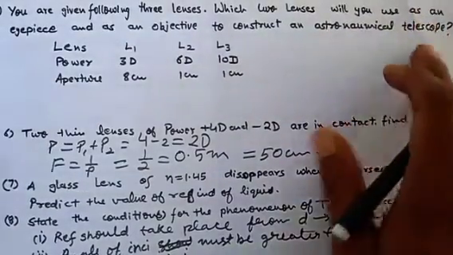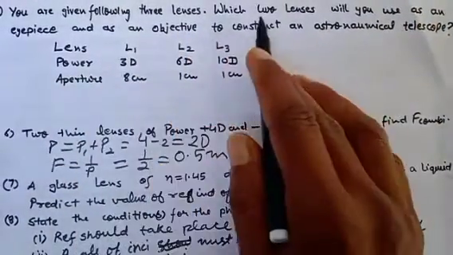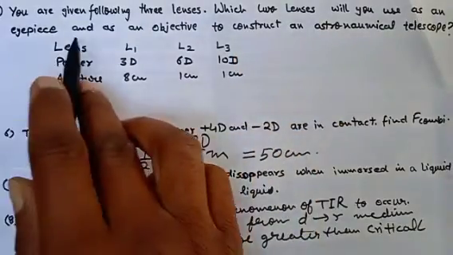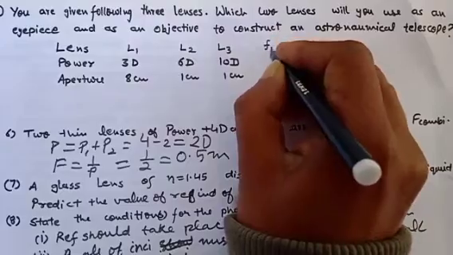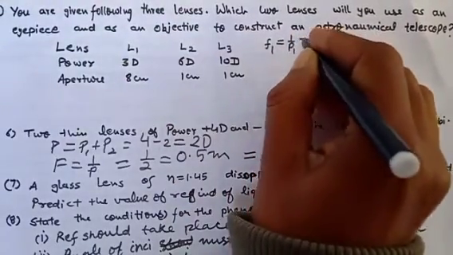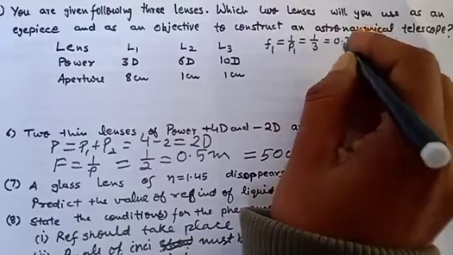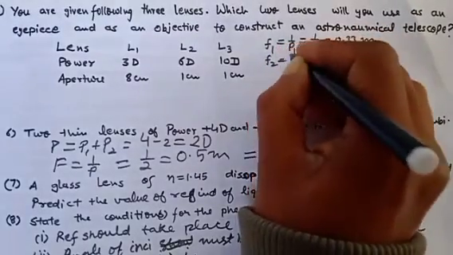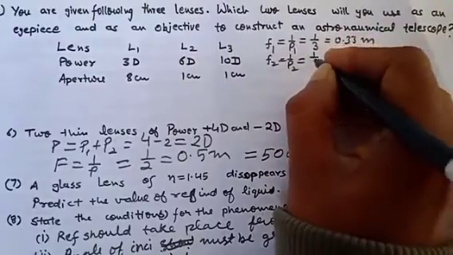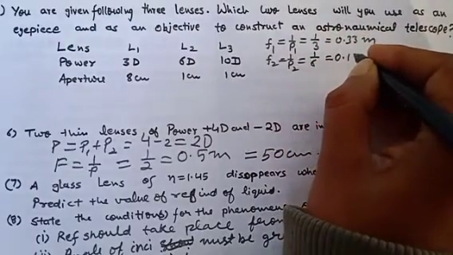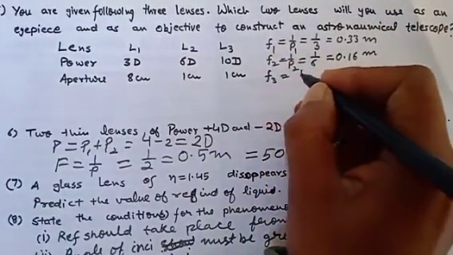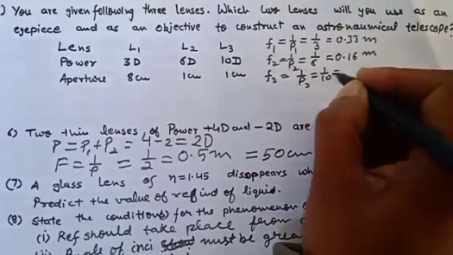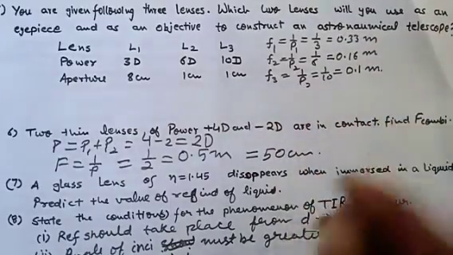Alright, so here you are given the following three lenses, 1, 2, 3. Which two lenses will you use as an eyepiece and an objective to construct an astronomical telescope? So what I am going to do is find the focal length of each. F1 for the first lens is 1 upon P1, that is 1 upon 3, that is 0.33 meter. F2 is 1 upon P2, that is 1 upon 6, which is 0.167 meter. And F3 is 1 upon P3, that is 1 upon 10, that is 0.1 meter.